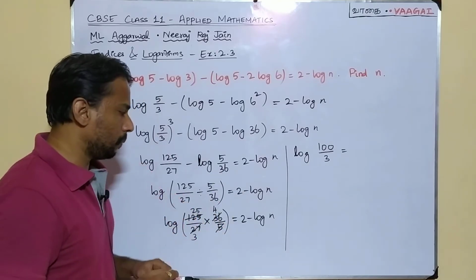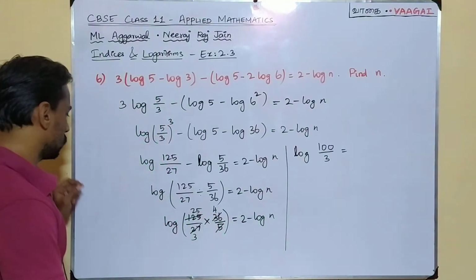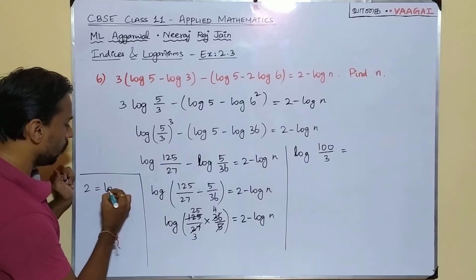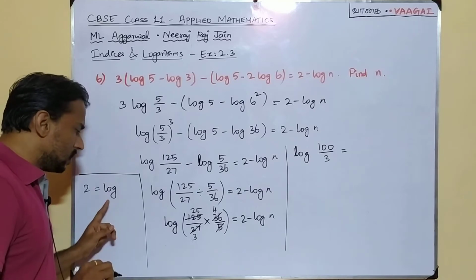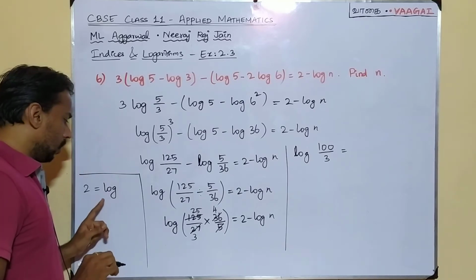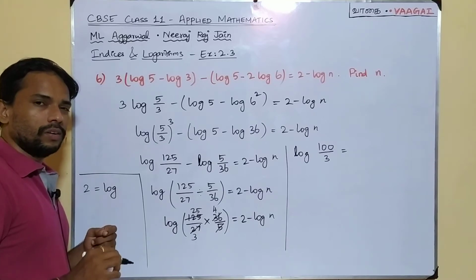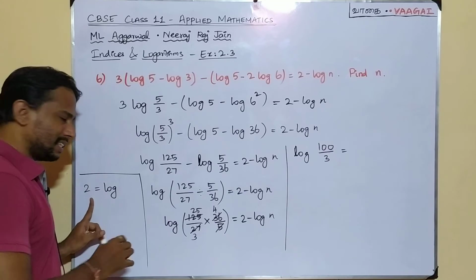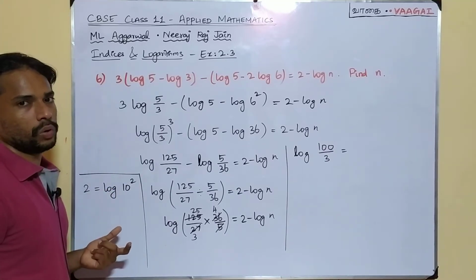So how can I rewrite this 2? It's going to be very simple. 2 is equal to log of what number? Since we are using common logarithm, log of what value will become 2? It's going to be very easy. I can write this 2 as log of 10 square. Is it or not?